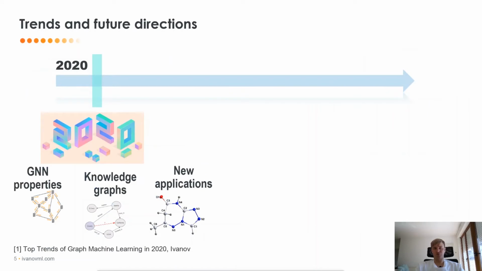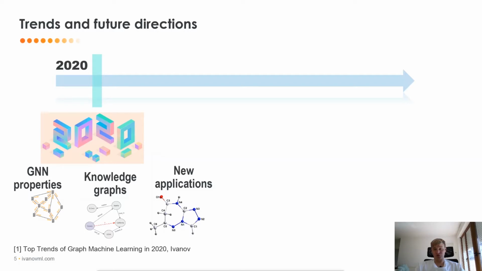Now let's talk a little bit about trends and future directions of this field. In the beginning of this year, I wrote a blog post on top trends of graph machine learning for this year, and I outlined 3 different big topics that people currently work on. The first one is studying foundations of graph neural networks. For example, answering the question of how powerful graph neural networks are, what the limitations of graph neural networks are, and studying different phenomena such as oversmoothing.